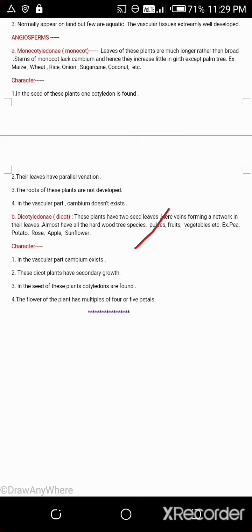Characters of dicot plants. In the vascular part, cambium exists. Number 2. The dicot plants have secondary growth. Number 3. In the seed of these plants, two cotyledons are found. And number 4. The flower of the plant has multiples of 4 or 5 petals.